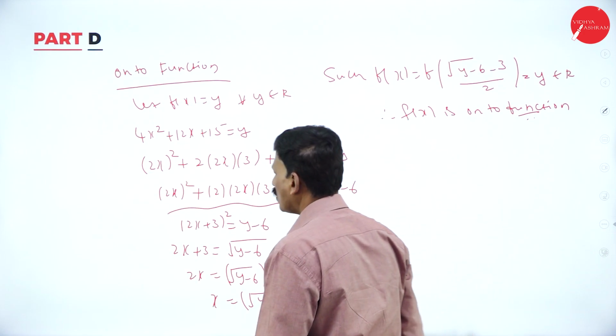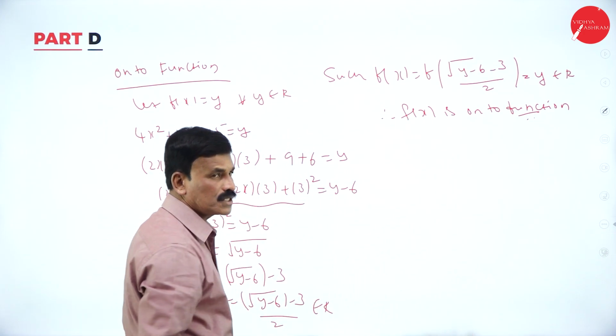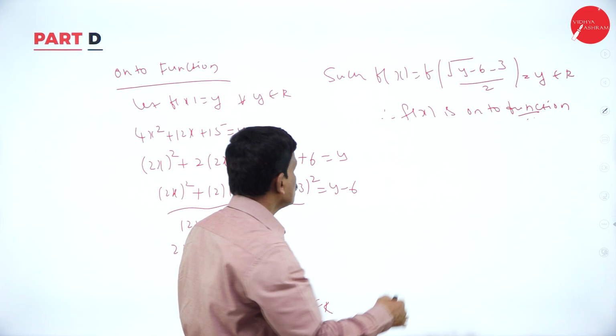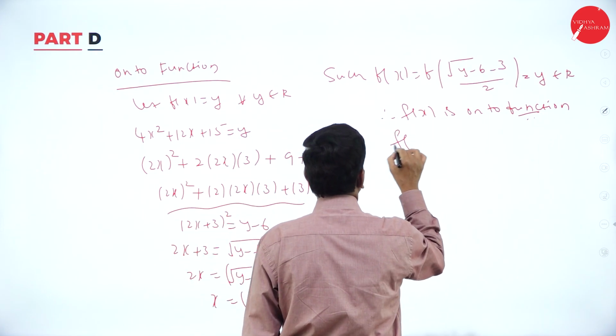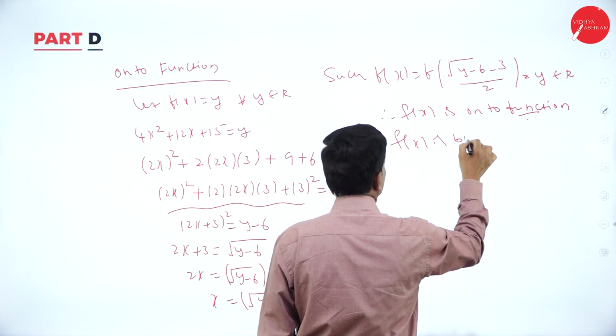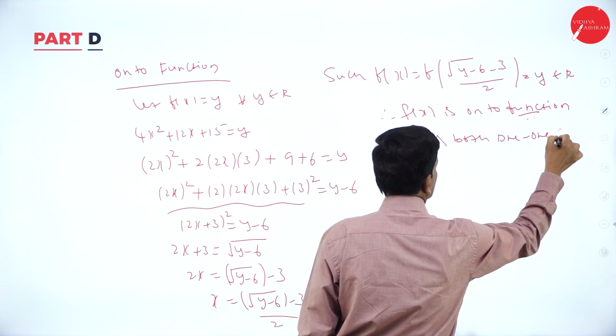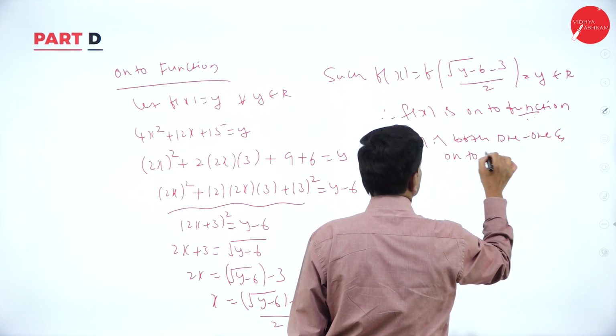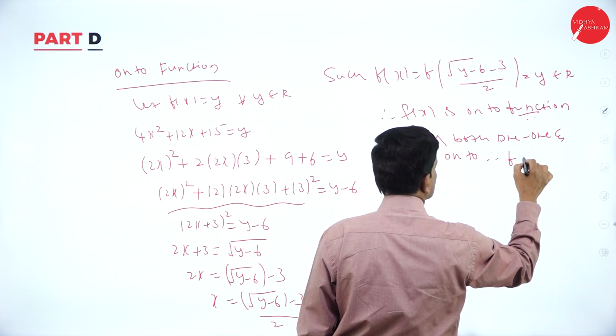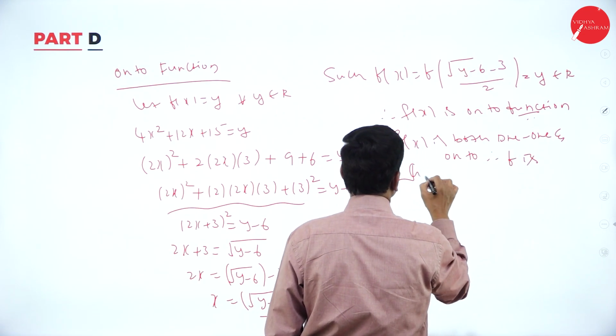f of x is an onto function. So if you do this much, you will get 4 marks. Now, since f is both one-one and onto, f is an invertible function.